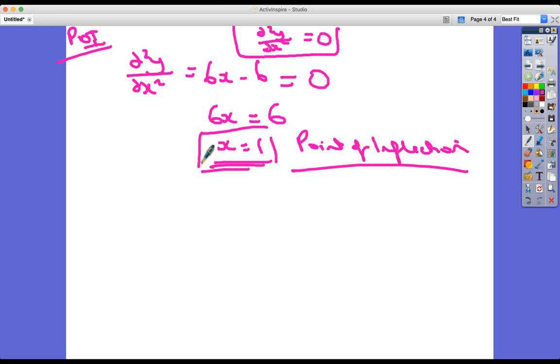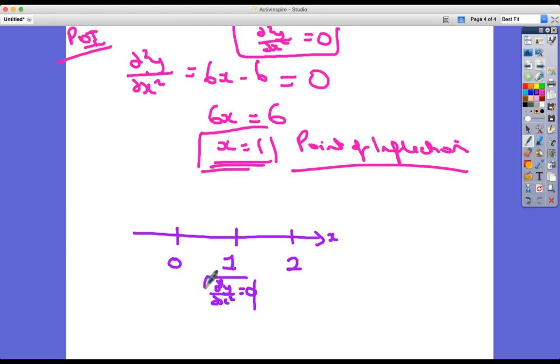Now I need to justify for myself, I need to really assure myself that is a point of inflection. So I'm going to look either side of that x equals 1. Here's 1. What's on the left of 1? 0. What's on the right hand side of 1? It's 2 on the x-axis. I know that the second derivative here is equal to 0. Let's go and check the concavity on either side of the inflection point, and this will tell us whether or not we were dealing with concave up or concave down either side.